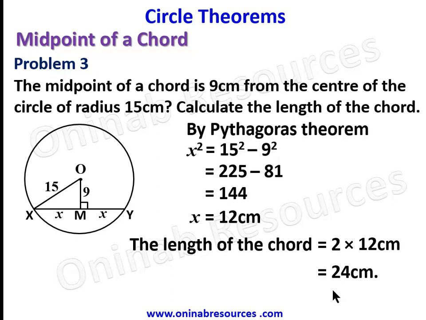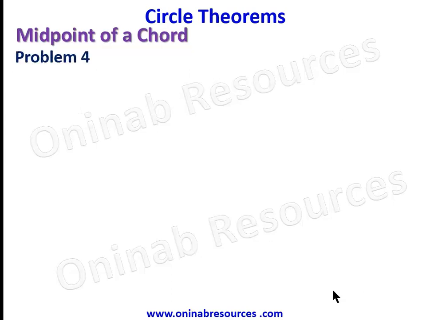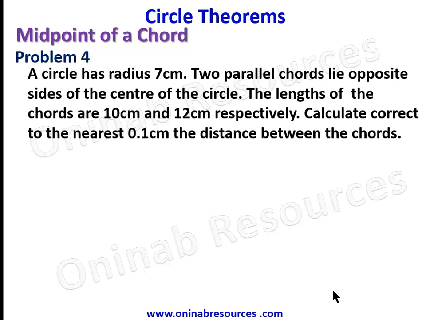We go to problem 4. For problem 4, a circle has radius 7 centimeters. Two parallel chords lie on opposite sides of the center of the circle. The lengths of the chords are 10 centimeters and 12 centimeters respectively. Calculate, correct to the nearest 0.1 centimeters, that's 1 decimal place, the distance between the chords.